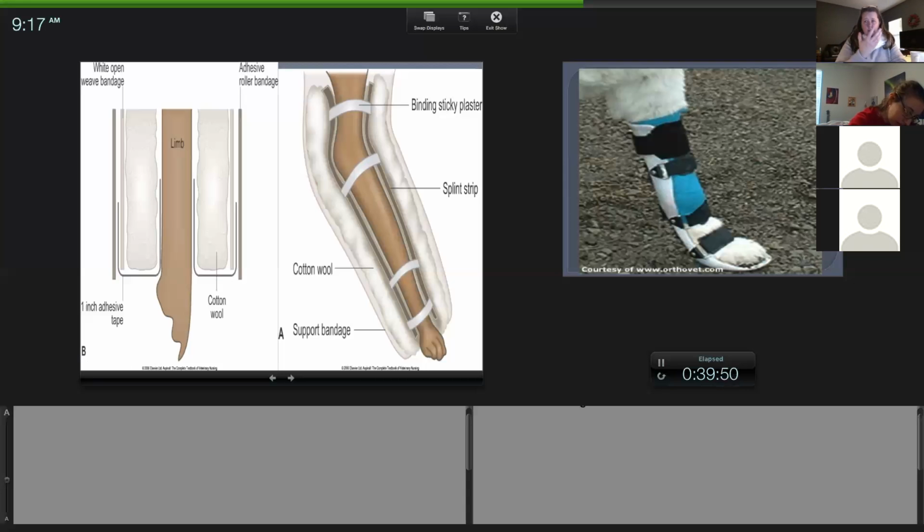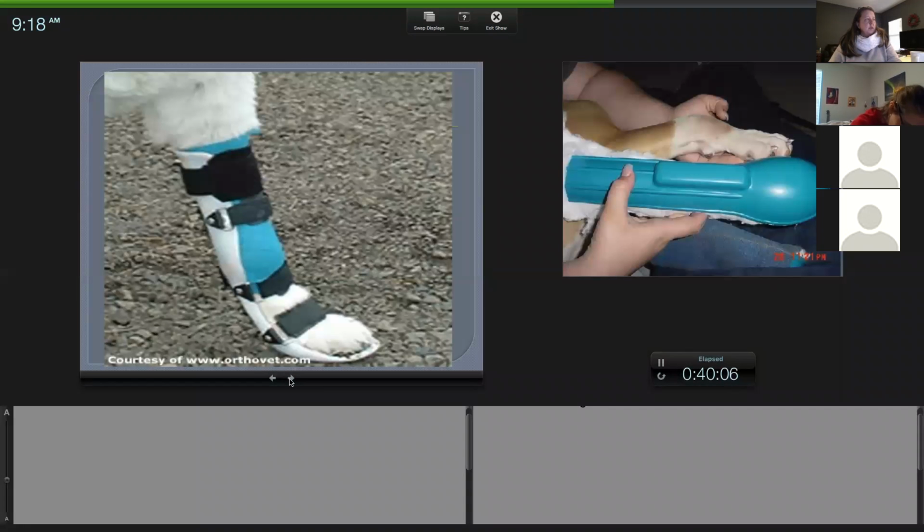A splint is always on only one side, and it needs to be on the weight-bearing side. And then there's usually bandage around the splint, some type of cotton wrap, and then maybe vet wrap. Here's an example. This is kind of a very strange splint.